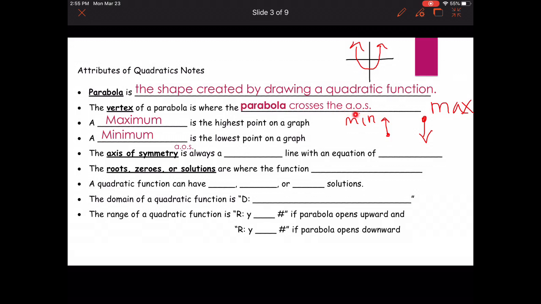So next we're going to look at our axis of symmetry, or AOS, and that is always going to be a vertical line, that means up and down, with an equation of x equals a number. Again, equation, x equals a number.